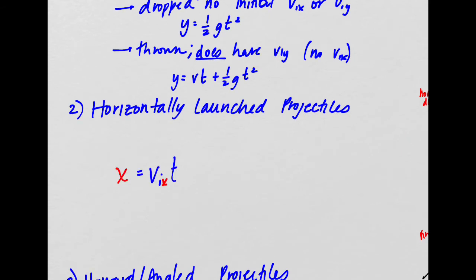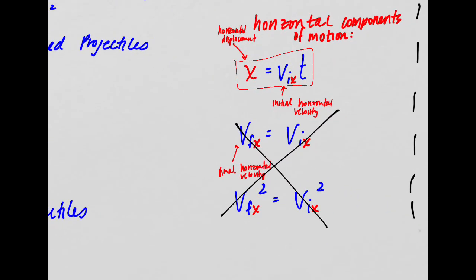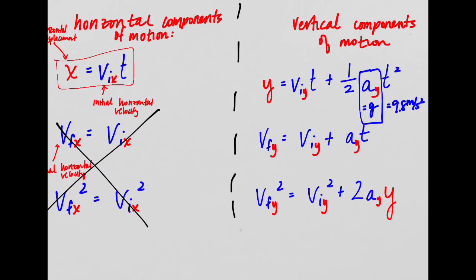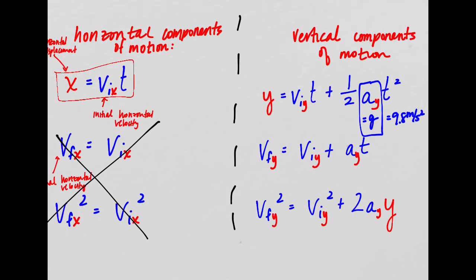All right, there is our horizontal component of motion. This is the equation that we will use when we want to figure out anything having to do with the horizontal components of motion associated with a horizontally launched projectile, meaning a projectile with no initial vertical velocity. So that's important. I said that very slowly for a reason. If there's no initial vertical velocity, what does that mean?